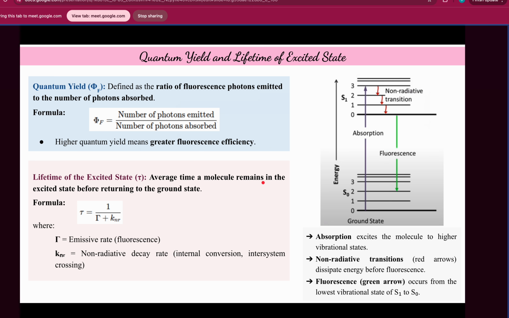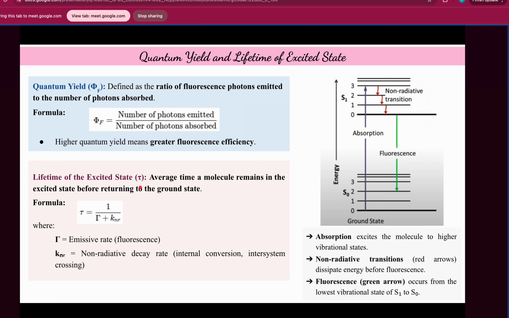The average time a molecule remains in the excited state before returning to the ground state is known as the lifetime of the excited state, and it is calculated by the formula tau equals 1 by (k_r plus k_NR), where k_r is the emissive rate, that means fluorescence, and k_NR is the non-radiative decay rate, which means internal conversion or intersystem crossing. So these two scenarios are possible. These red lines show the non-radiative transitions. It is not radiating any energy, but some energy it is using and showing some transitions.